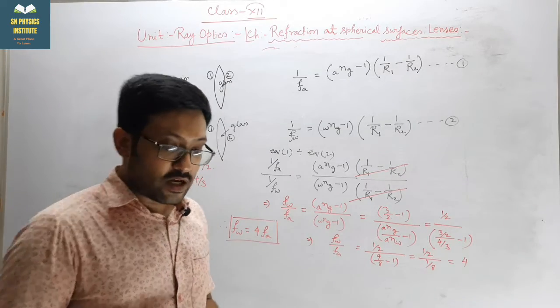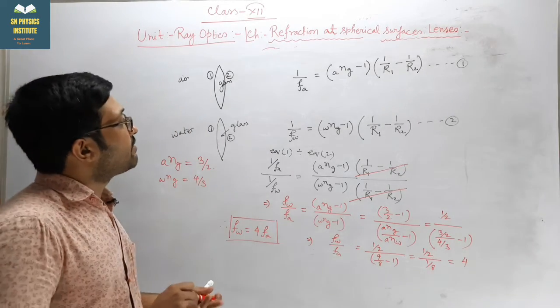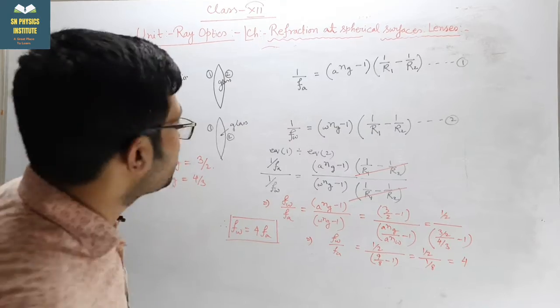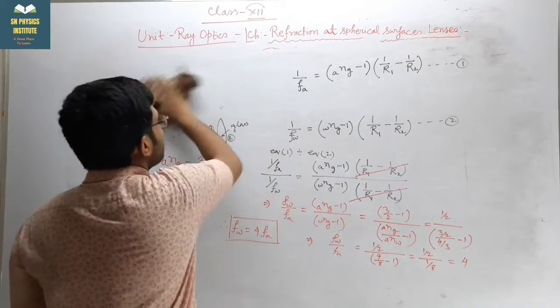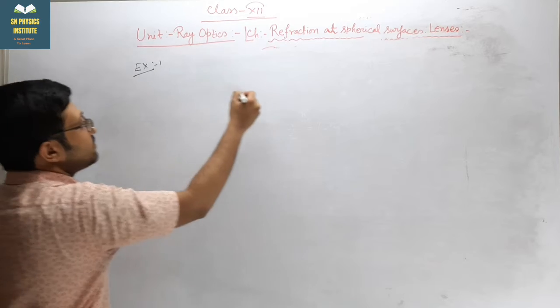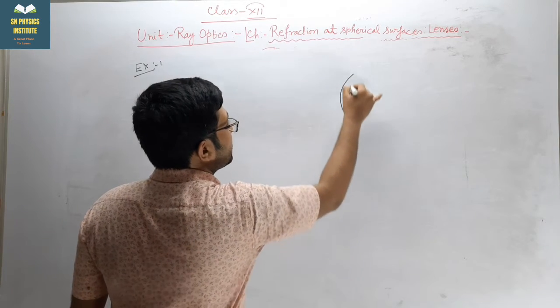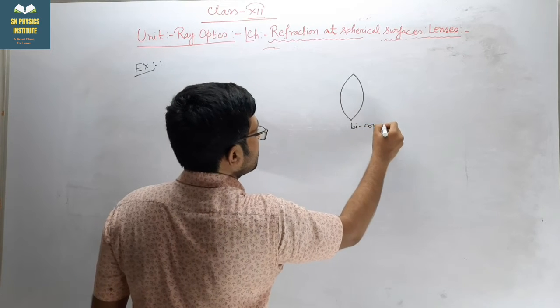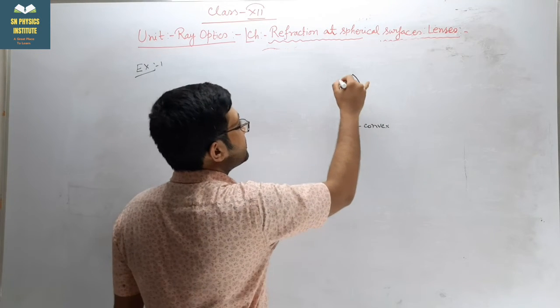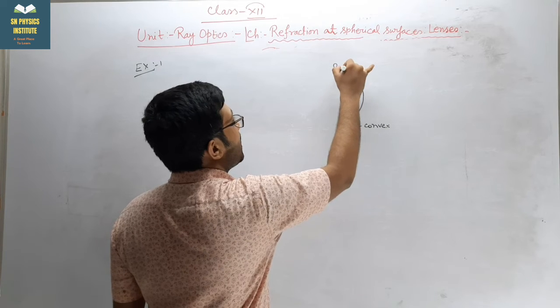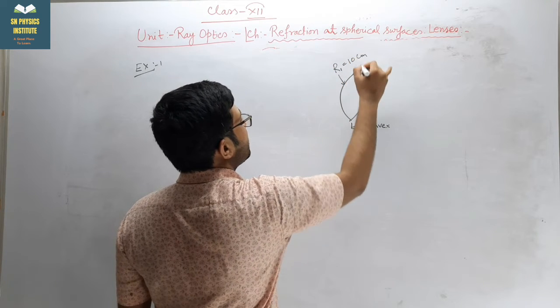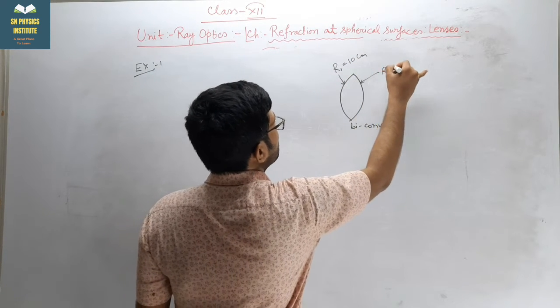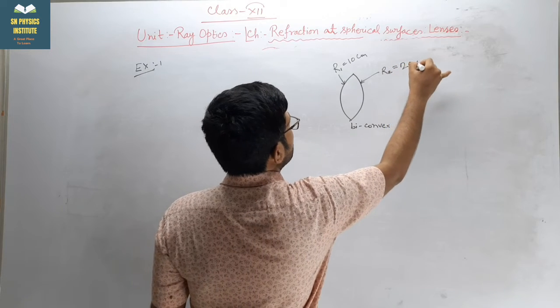Okay, understood? Now next, we have to talk about some numerical problems regarding the lens maker formula. Suppose I consider a biconvex lens. Okay, this is the biconvex lens. One surface has radius R1 equal to 10 centimeter and R2 is equal to 20 centimeter.